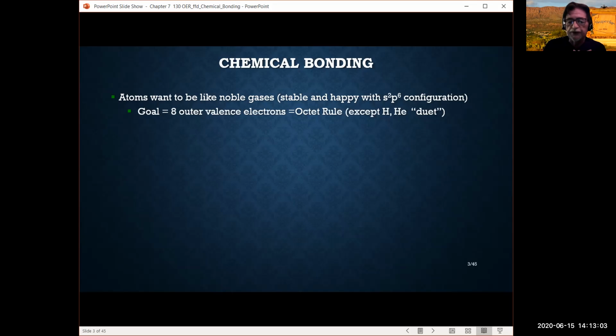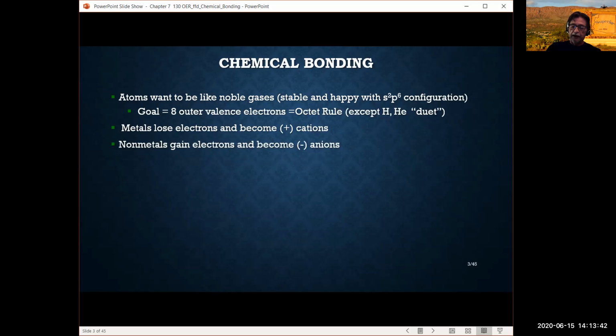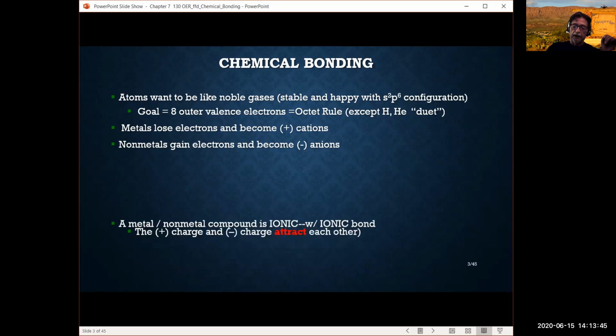So for metals, by losing electrons, they become isoelectronic with the noble gas behind them on the periodic table. Whereas nonmetals, when they become ions, by gaining electrons, become isoelectronic like the noble gas in front of it. So chlorine becomes isoelectronic with argon, and sodium, by losing that electron, becomes isoelectronic with neon, the noble gas behind it. Driving force: metals lose electrons, become cations. Nonmetals gain electrons, become anions.